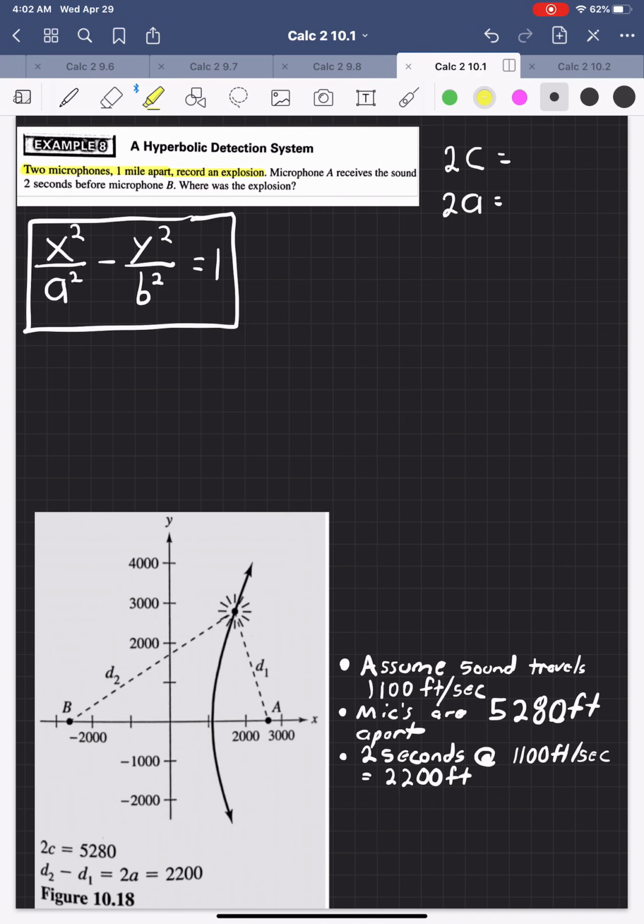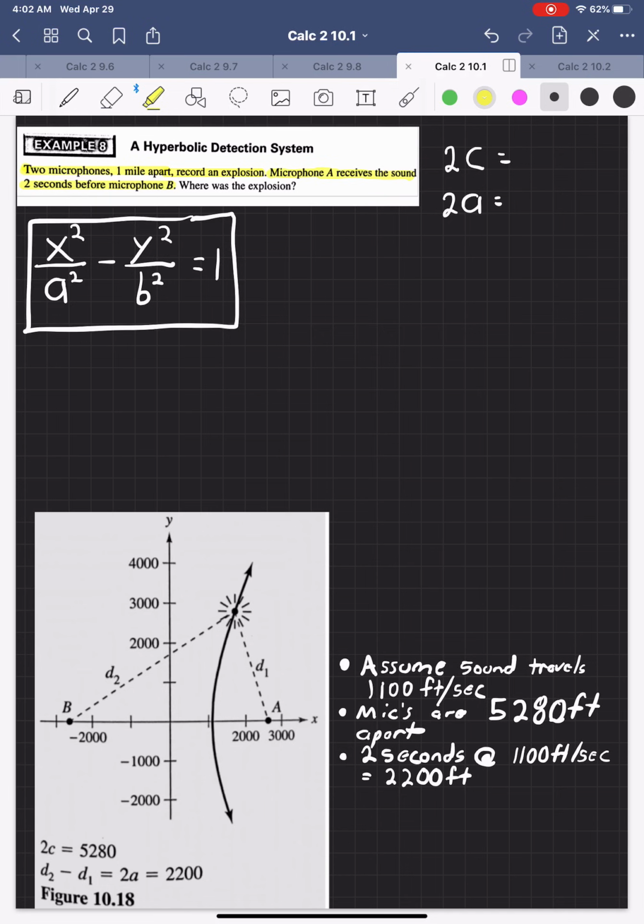But this is what we can do. Now, since we own both microphones, we record the explosion. We know the distance between the microphones, and we also know that microphone A received the sound 2 seconds before microphone B. Now, the question is quite misleading. It says, where is the explosion?